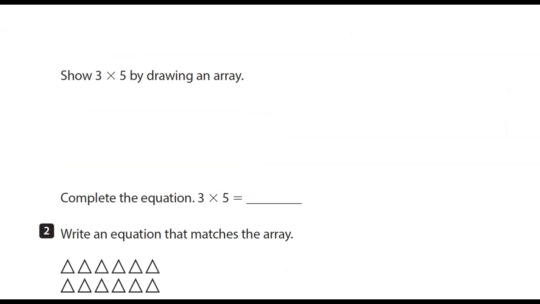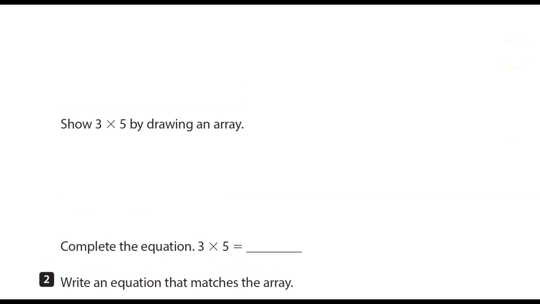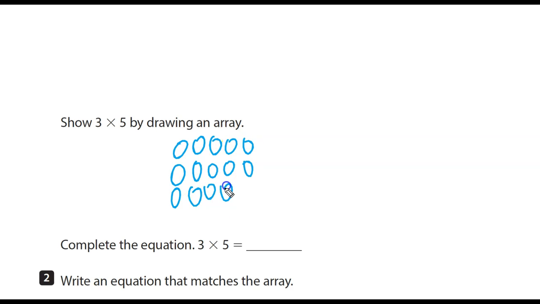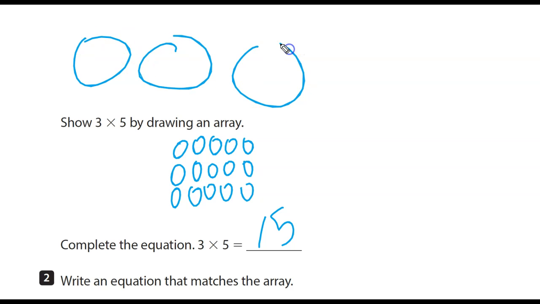And then obviously it says complete the equation. Okay, I had three rows with 5 each. 2, 3, 4, 5. So 3 times 5 is 15. Because I had 3 groups with 5 each. 2, 3, 4, 5, like that. That's it. That's all.